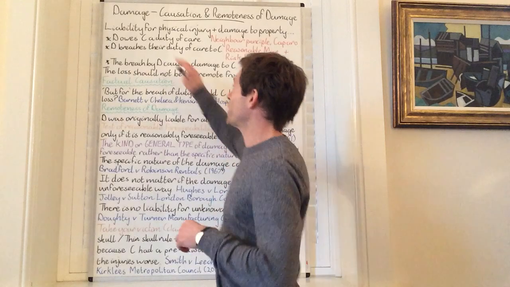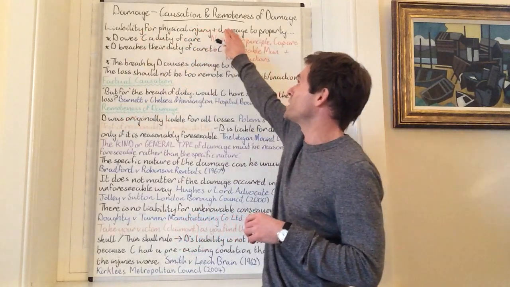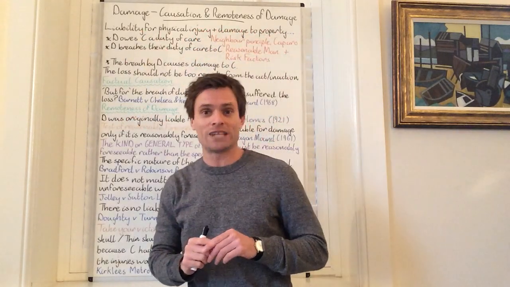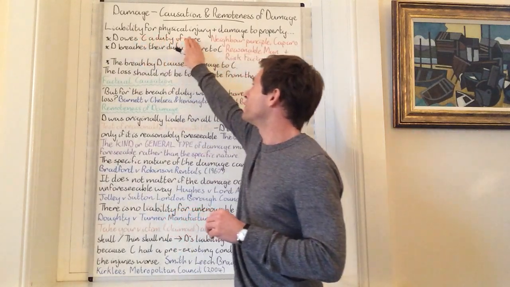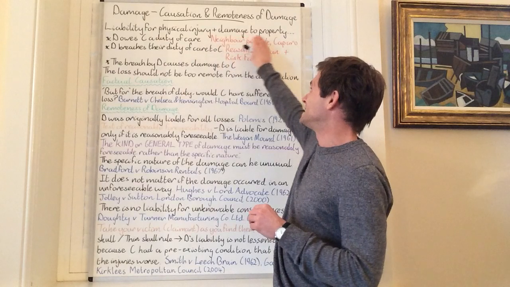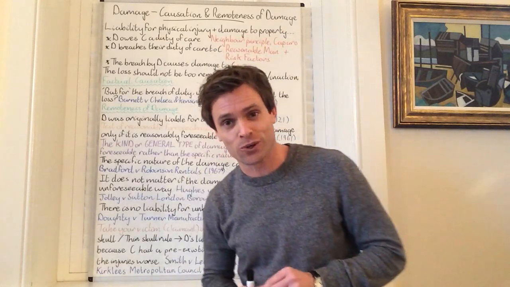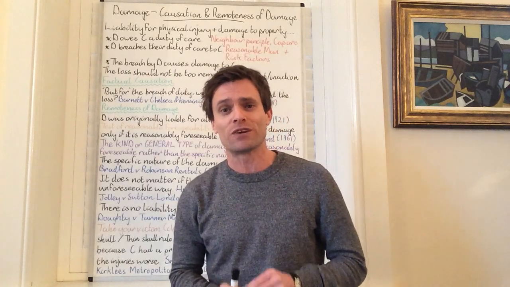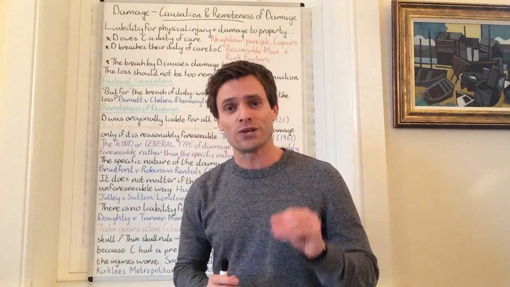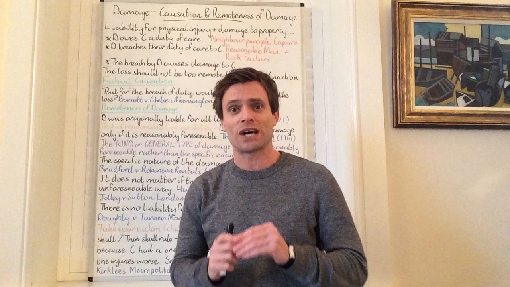In order to explore the concept of damage, we're going to focus on causation and remoteness of damage. This falls in the context of liability for physical injury and/or damage to property under the tort of negligence. And remember, a person is negligent if they fail to do something which they really should have done, or they do something which they really ought not to have done.